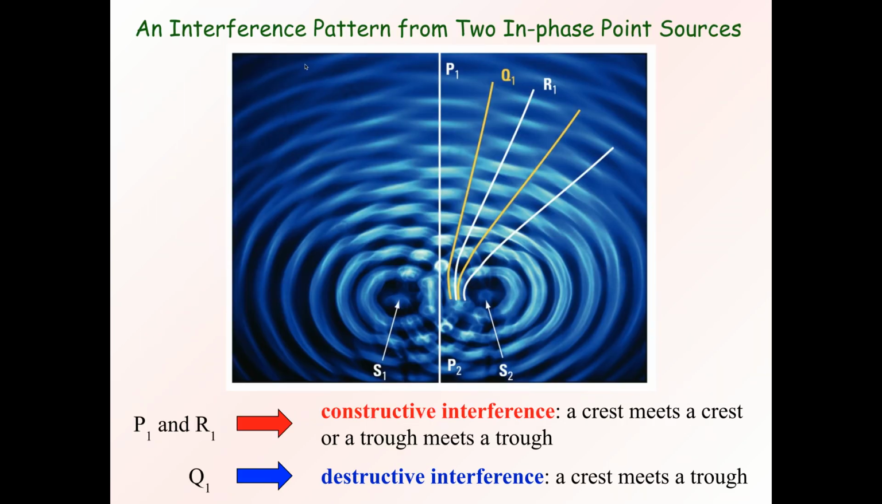Okay, an interference pattern from two in-phase point sources. This is where, in water, we have two drops here. You can see that at points P1 and R1, so P1 is here and R1 is here, those are constructive interference. And at Q1, right here, you can see there's nothing really happening. It'll be the same over here. That's where we get our destructive interference, where the crest meets the trough.